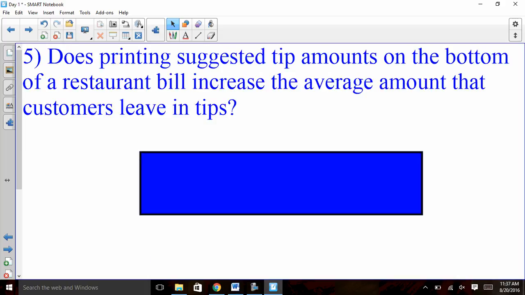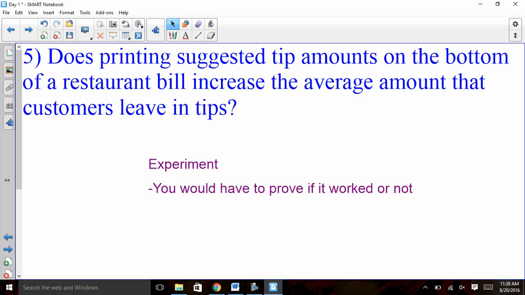All right, last one. Does printing suggested tip amounts on the bottom of a restaurant bill increase the average amount that the customers leave in tips? So basically that's saying, if I suggest the amount of tip you should leave, or you can leave that amount of tip or more, or maybe not even that tip at all. Experiment. You want to prove to see if it happens or not. You want to prove to see if by printing it out, do people leave tips versus not tips.